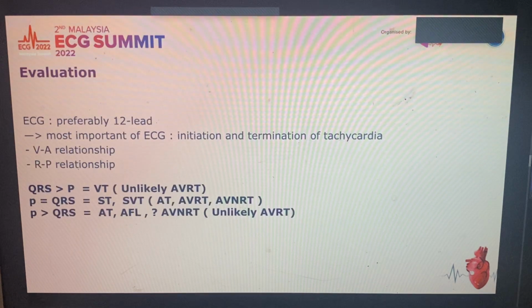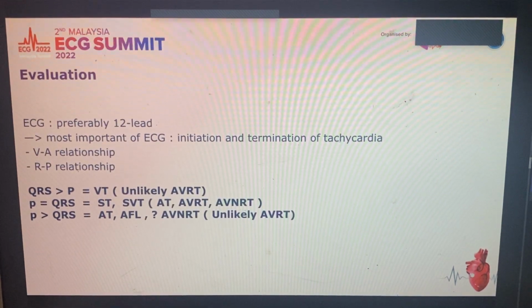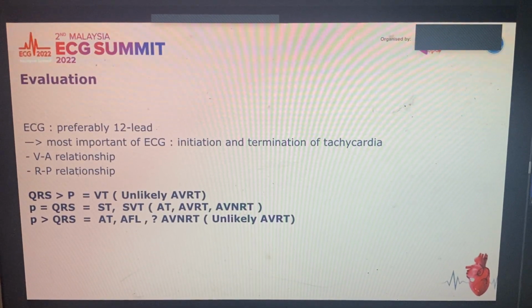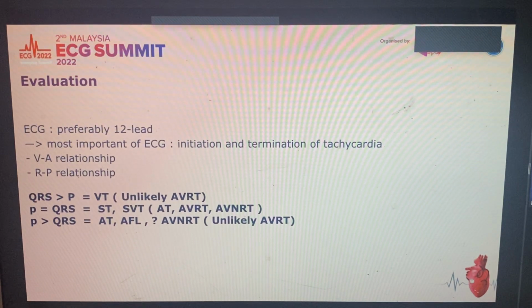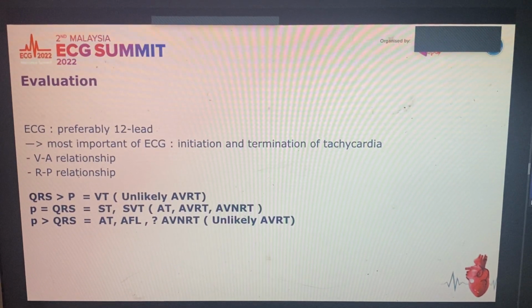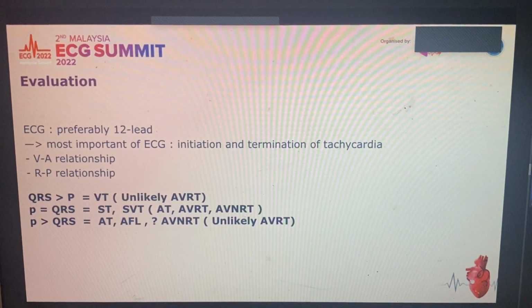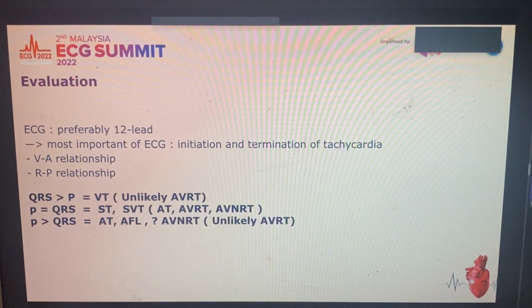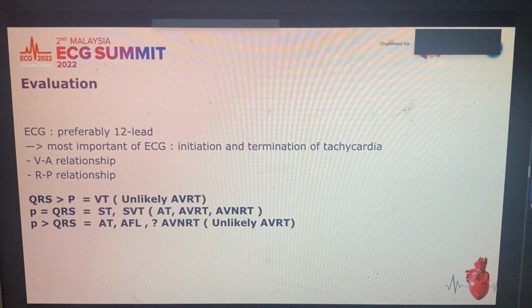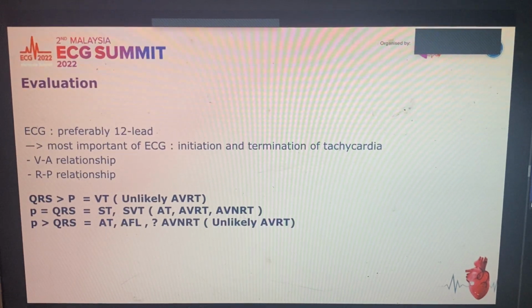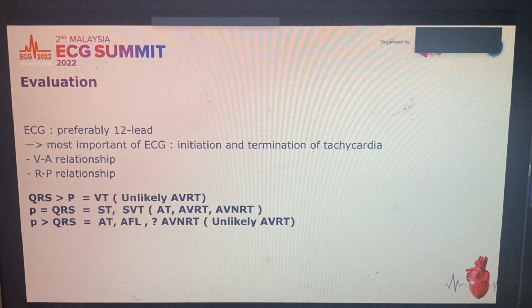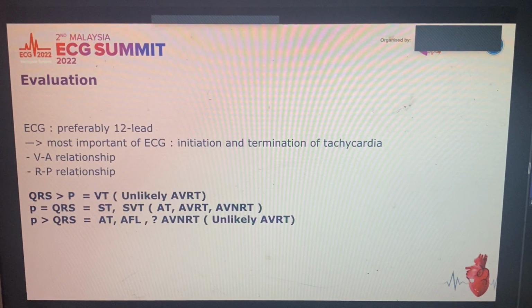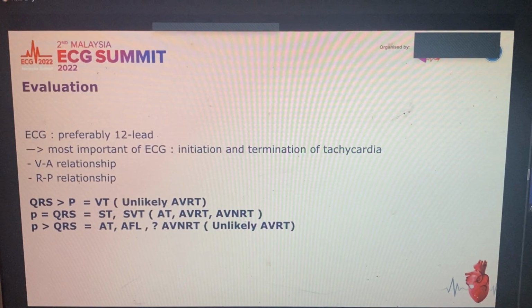When we look at the ECG, it is preferably a 12 lead. I'm sure you have received referrals with only a single lead 2 or single lead 1, asking you what the diagnosis is. That could be very misleading, and it may actually be misinterpreted as well. So it would be best to have a 12 lead ECG to further study and assess what the rhythm is like.